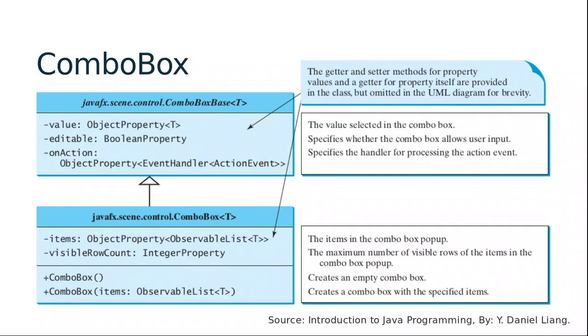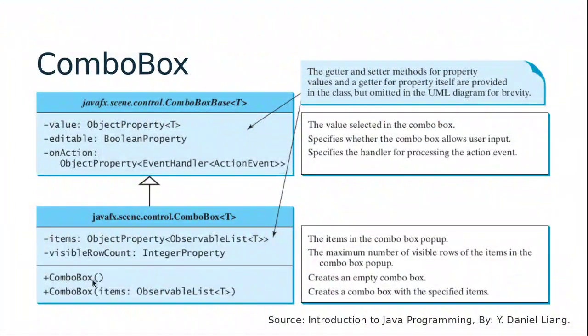Now, combo box has two constructors. One is the no-argument constructor, which will generate an empty combo box, and the other one takes one parameter, the observable list, and that creates a combo box with those options.